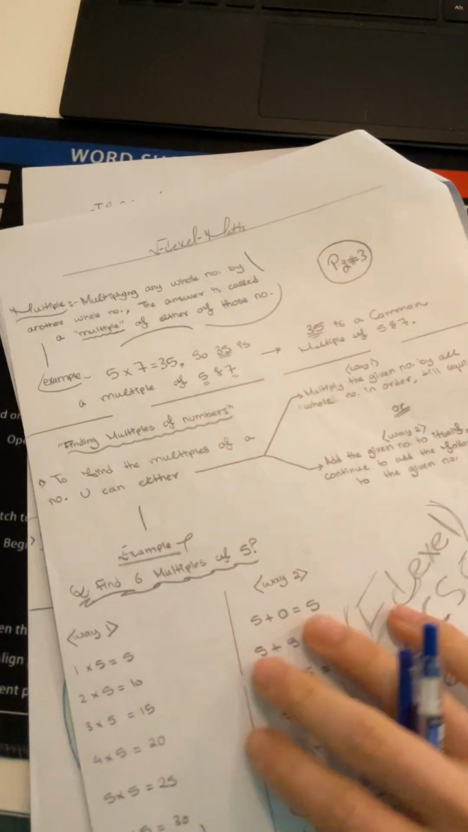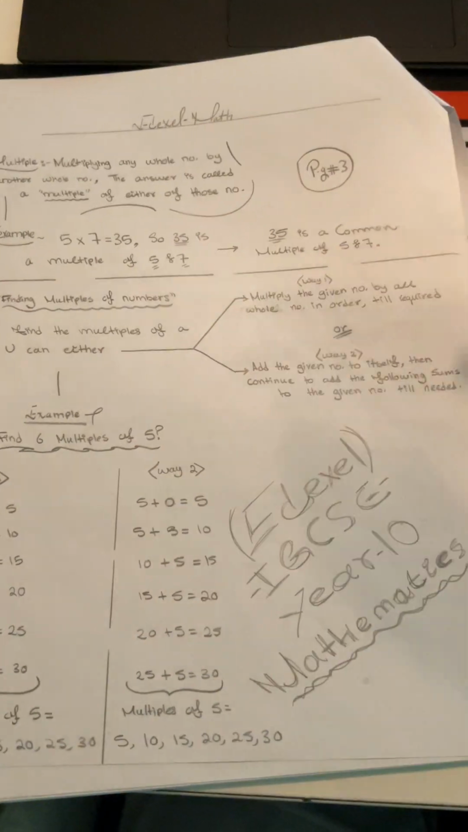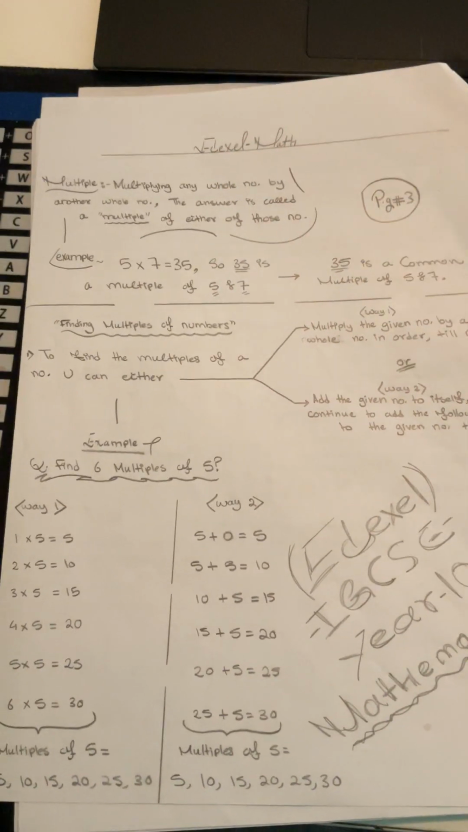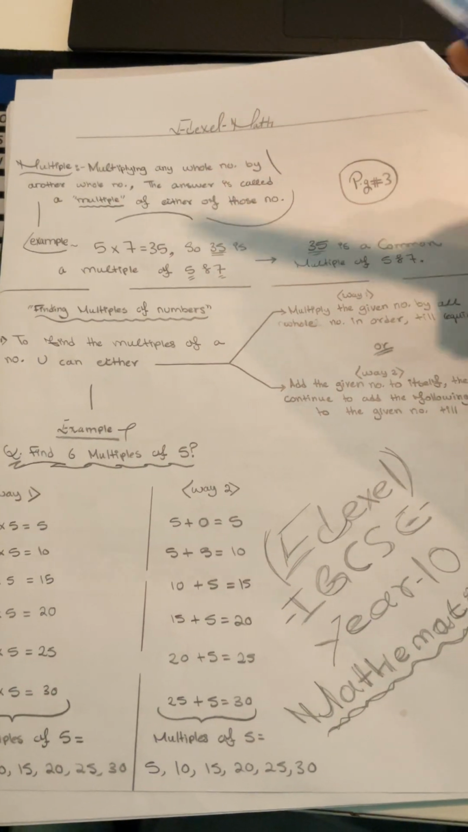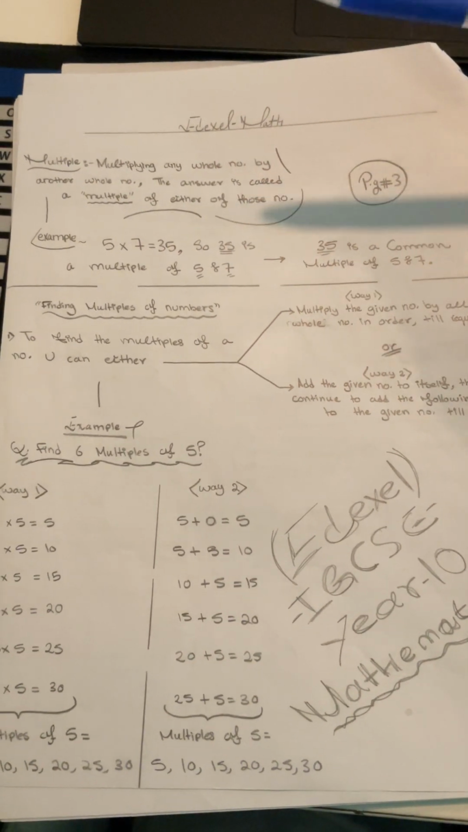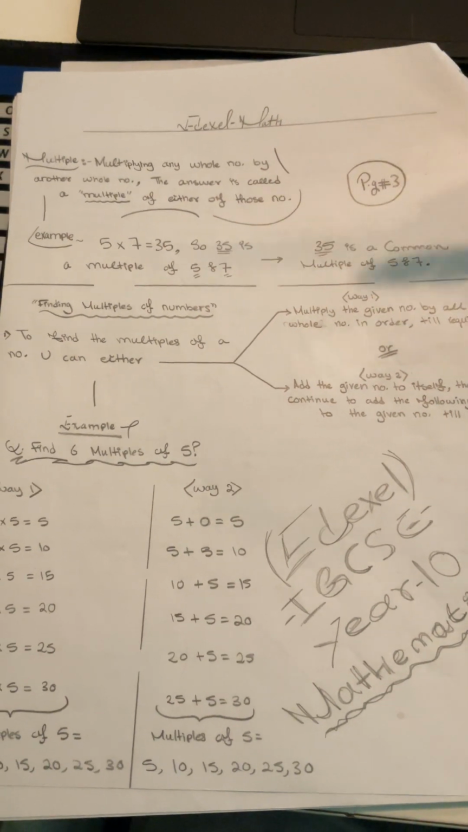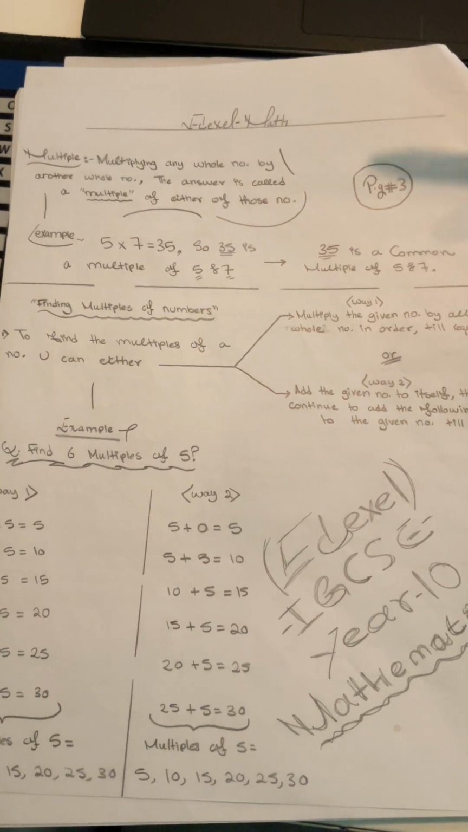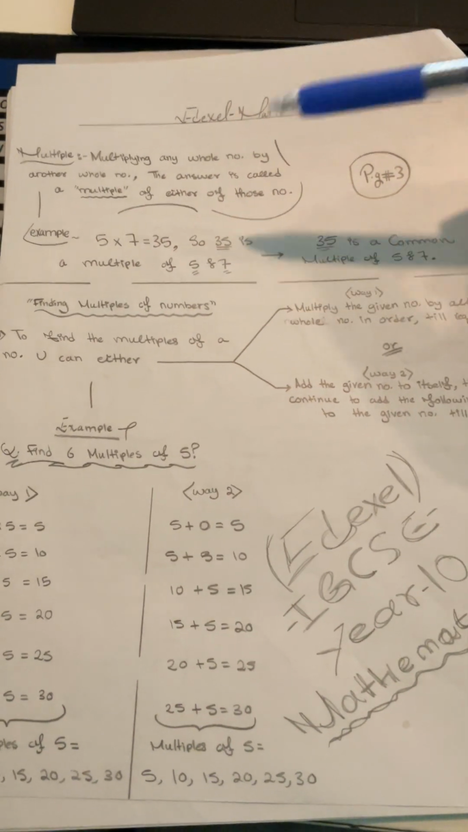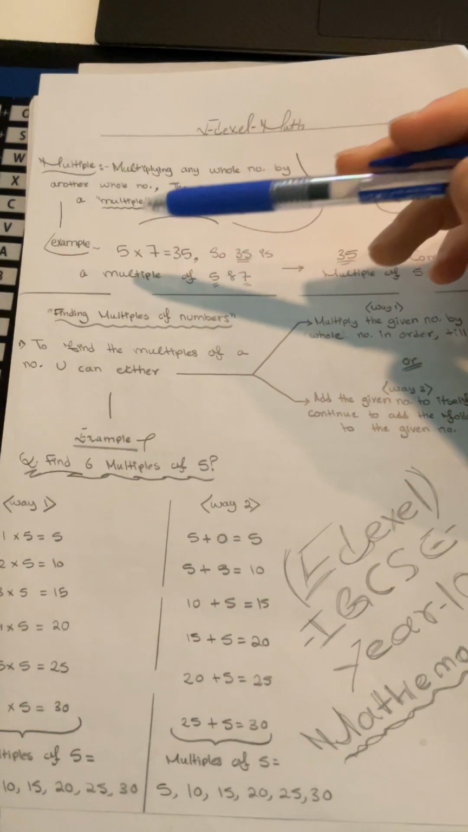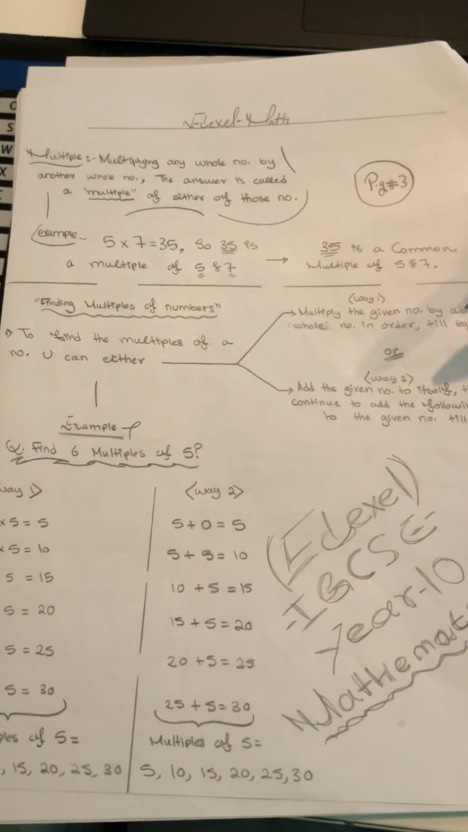Now let's come to multiples. I'm pretty sure you all know what a multiple is, but again, a multiple is what you get by multiplying any whole number by another whole number, and the answer is called a multiple of either one of those numbers. I know the definition might sound a bit confusing, but just have a look at the example. 5 times 7 is equal to 35. So 35 is a multiple of 5 and 7. It's a common multiple of both 5 and 7.